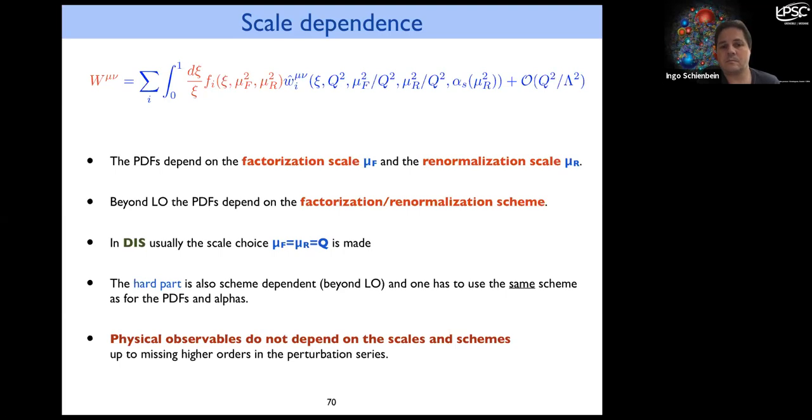And physical observables like the hadronic tensor, of course, do not depend on the scales and schemes. That means one has to use the same scheme here and the same scheme for the hard part. The remaining dependence on the scales is only due to missing higher orders. So if you had the PDFs to all orders and the hard part to all orders, the observables would be independent of mu_f and mu_r, which is somehow our way to calculate.